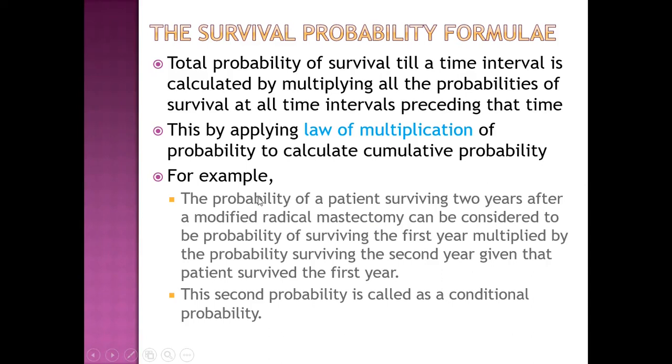For example, the probability of a patient surviving 2 years after a modified radical mastectomy can be considered to be the probability of surviving the first year multiplied by the probability of surviving the second year, given that the patient survived the first year, and hence the second probability is known as conditional probability. And our assumption is that the probabilities of first year and second year are independent. This was our assumption.